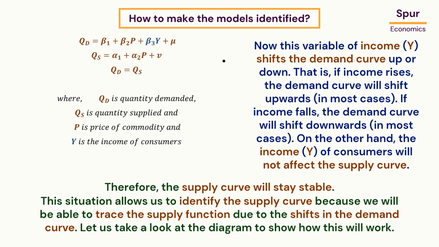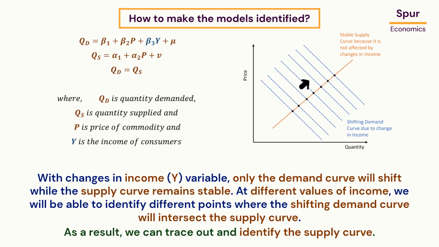This situation allows us to identify the supply curve because we will be able to trace the supply function due to the shifts in the demand curve. Let us take a look at the diagram to show how this will work. With changes in income variable, only the demand curve will shift while the supply curve remains stable. At different values of income, we will be able to identify different points where the shifting demand curve will intersect the supply curve. As a result, we can trace out and identify the supply curve.